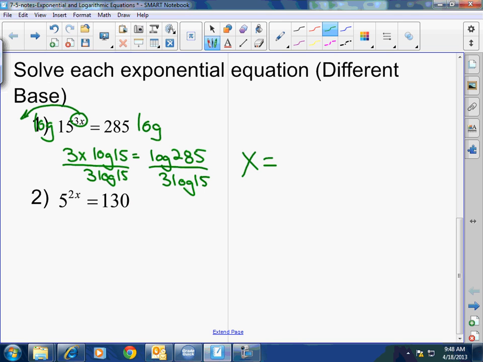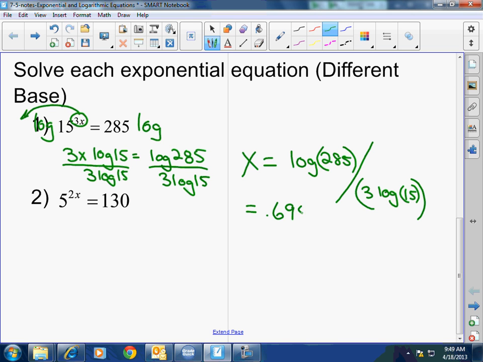If you got the TI 30, like I had told you, it should show like this in your window. You're going to hit log, and a parenthesis will show up when you go 285. You're going to go divided by parentheses 3 log, another parenthesis will come up, 15, and then you close the parentheses. You do that, and it's going to be 0.6958 roughly.